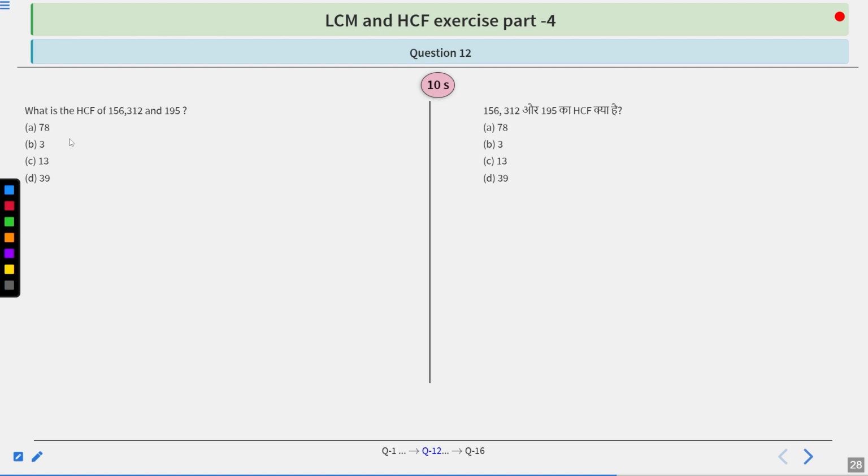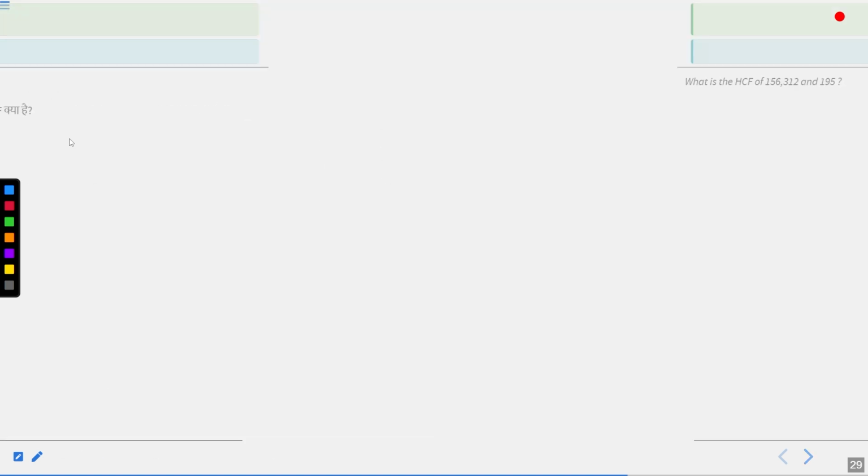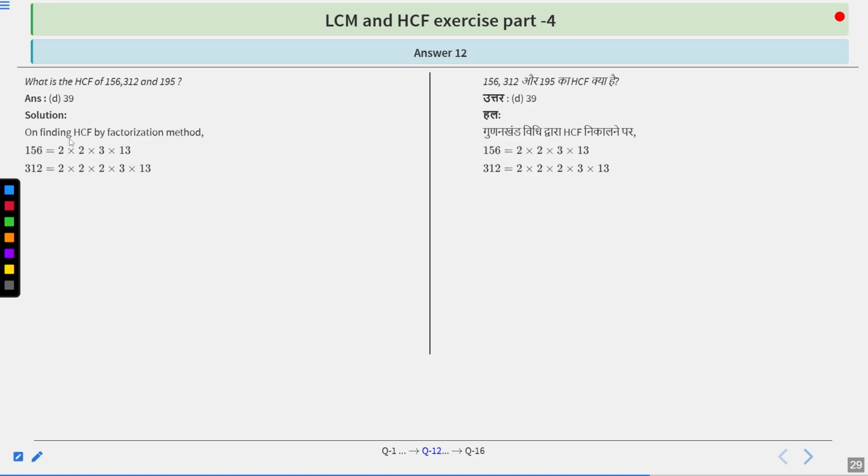What is the HCF of 156, 312, and 195? And options are 78, 3, 13, and 39. These are the options. Now, we are going to use the factorization method to find the HCF. So factors of 156 can be 2 into 2 into 3 into 13. These are all prime numbers. Similarly, the prime factors of 312 can be 2 into 2 into 2 into 3 into 13. And the prime factors of 195 can be 3 into 5 into 13.